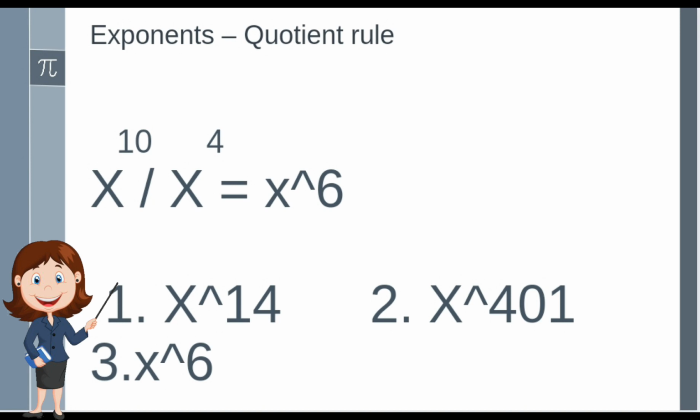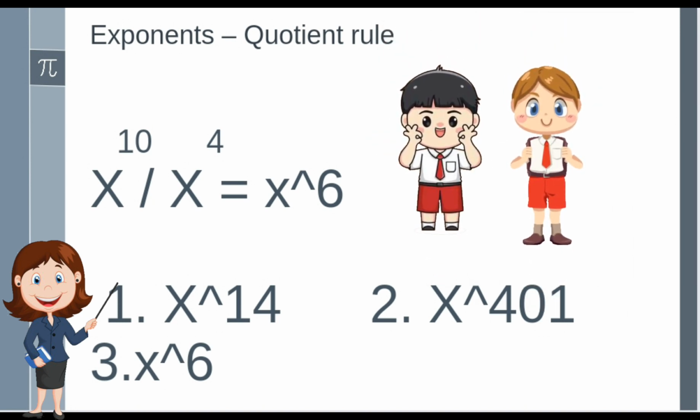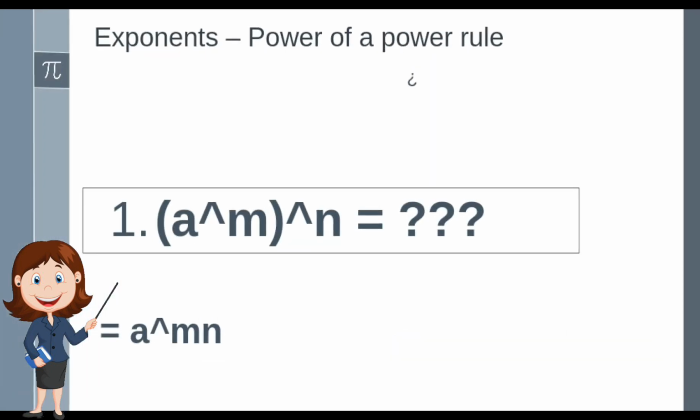With x raised to 10 over x raised to 4, we're following the quotient rule, which states that when dividing with the same base, you subtract the exponents. Since the base is the same, we subtract the exponents, being 10 and 4, and 10 minus 4 equals 6. So it would be written as x raised to 10 over x raised to 4 equals x raised to 6. Let's move on to the next rule, the power of a power rule.